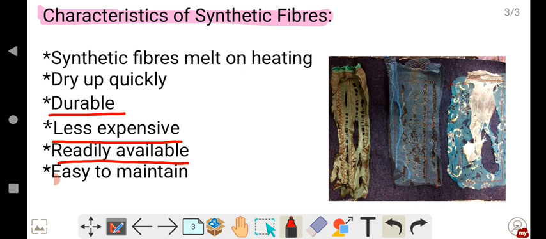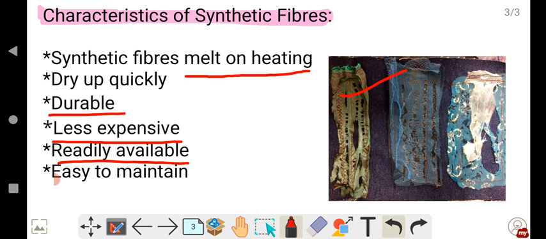One of the most important characteristics of synthetic fiber is melting. Synthetic fiber melts on heating. This is one of the drawbacks. So what happens if the synthetic fiber melts? If you are wearing a polyester shirt or any polyester dress and it gets heated or catches fire, the material starts to melt and it will stick to our skin, and because of that it causes burns. So this is one of the drawbacks.